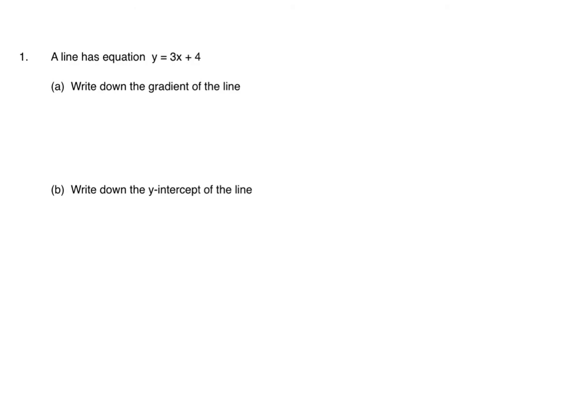So question 1 here, it says a line has equation y equals 3x plus 4. Write down the gradient of the line. Now the equation is in the form that we want, y equals mx plus c, something times x plus a number. The number multiplying x is the gradient, so the gradient is simply 3. The intercept is the number added on to the x term. Here the number added on is plus 4, so the intercept for the line is 4.